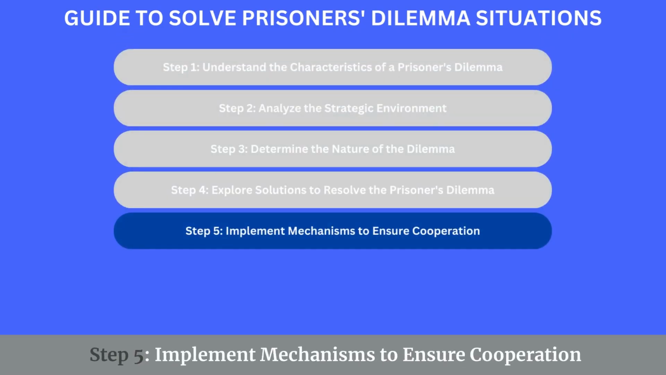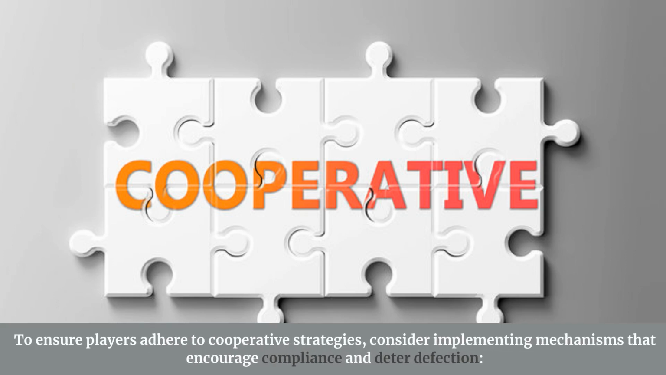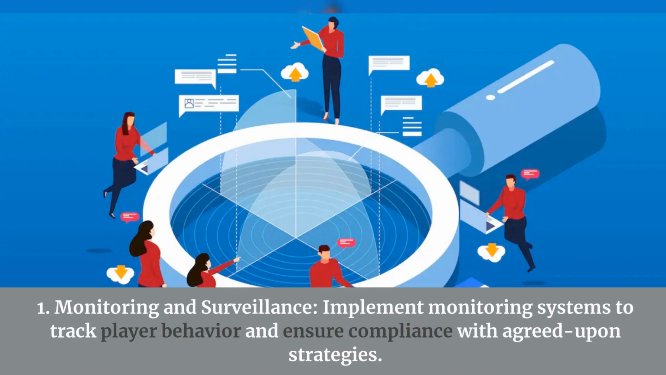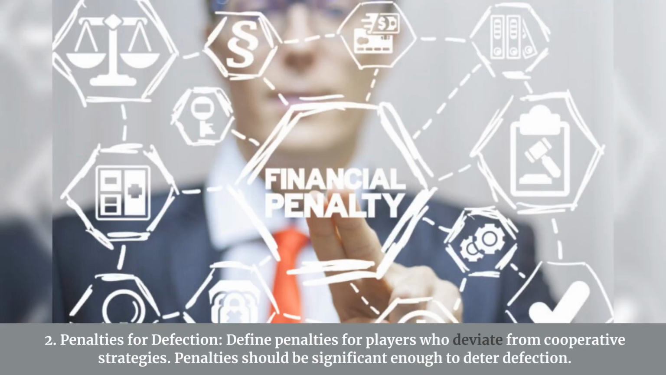Step 5. Implement mechanisms to ensure cooperation. To ensure players adhere to cooperative strategies, consider implementing mechanisms that encourage compliance and deter defection. 1. Monitoring and surveillance. Implement monitoring systems to track player behavior and ensure compliance with agreed-upon strategies. 2. Penalties for defection. Define penalties for players who deviate from cooperative strategies.